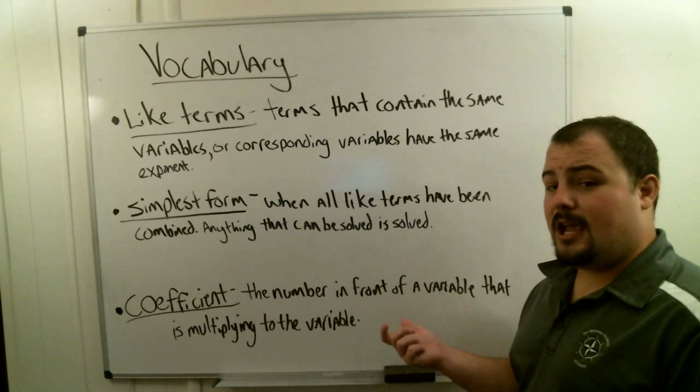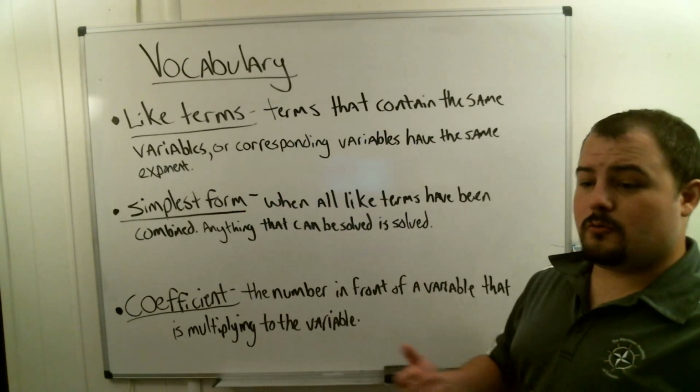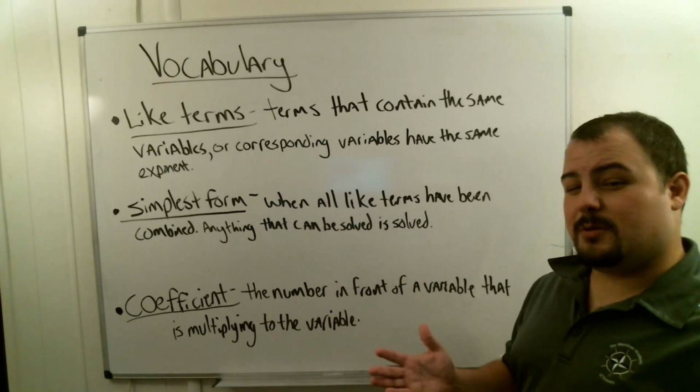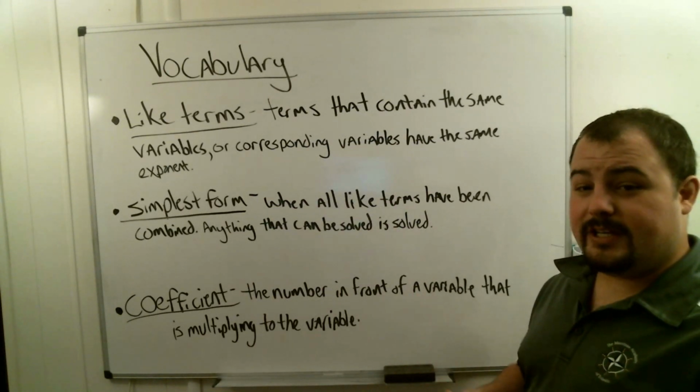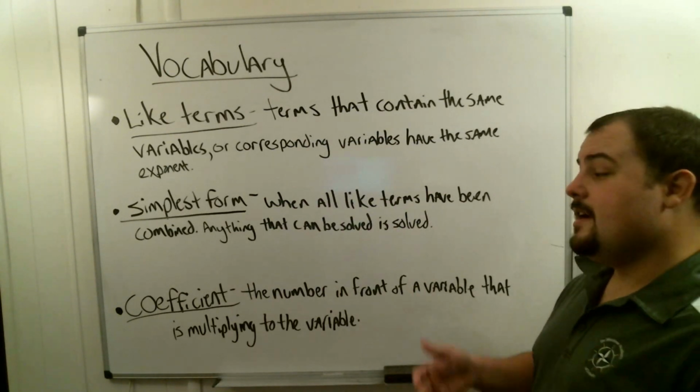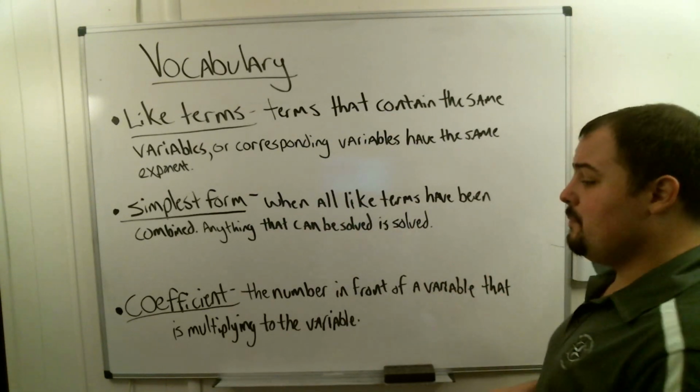Simplest form is when we have all like terms combined, and anything that can be solved is solved. So you want to make sure that everything that is able to be solved in the problem is done. Or if you have a fraction, make sure you simplify it down into its lowest possible terms. And then that would be simplest form.